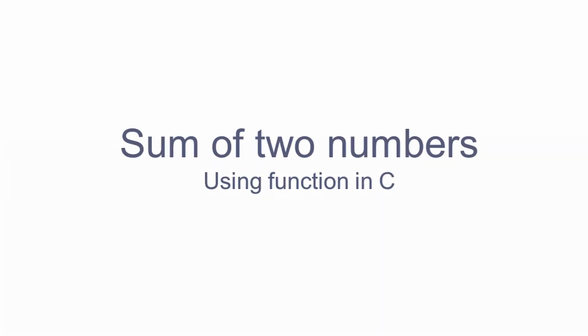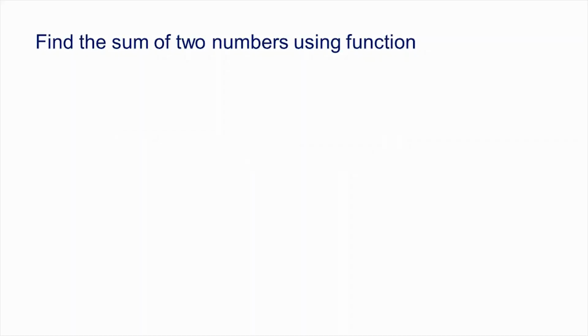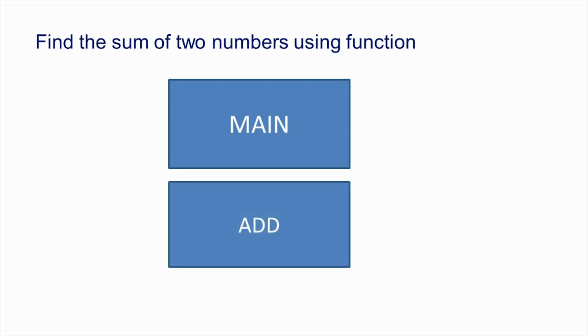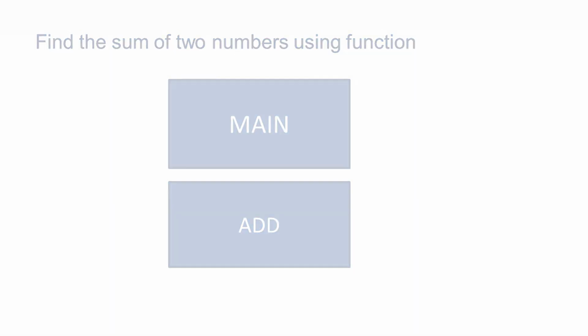In this video, let us see how to write a simple C program using function. Find the sum of two numbers using function. The solution to this problem has two functions. One is the main function, second is the function to add two numbers. Main is the function where C program starts and ends.